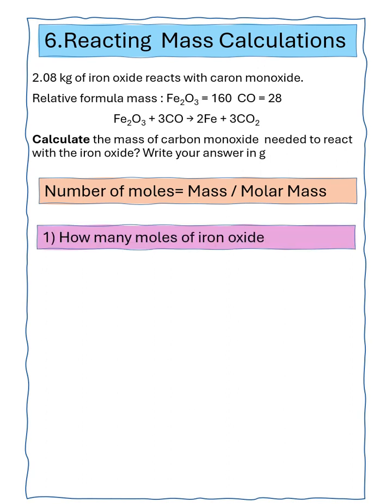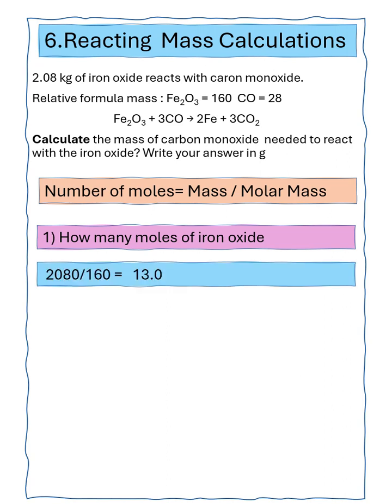The first thing we've got to do is calculate how many moles of iron oxide we've got. So I'm going to multiply 2.08 by 1,000 to convert it into the grams. So we've got 2,080 grams of iron oxide. The molar mass of iron oxide is 160, given in the question. So 2,080 divided by 160 is 13 moles of iron oxide.